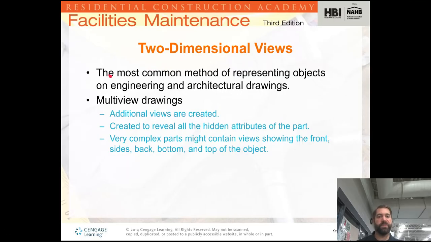For two-dimensional views, they are the most common method of representing objects on engineering and architectural drawings. So if we're using paper, it's two-dimensional, so it becomes fairly difficult to make a three-dimensional representation on a two-dimensional surface. To overcome that, we have multi-view drawings. So we have additional views that are created. They are created to reveal all the hidden attributes of the part, and very complex parts might contain views showing the front, sides, back, bottom, and top of the object.